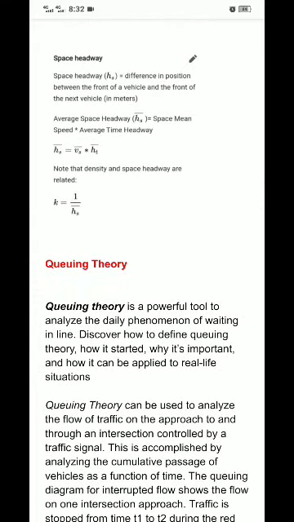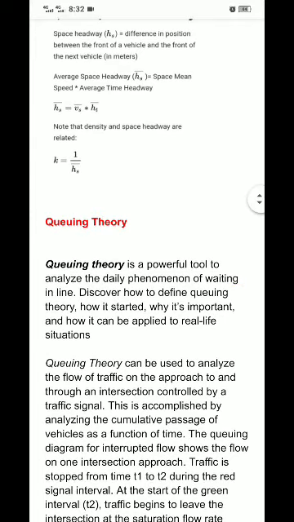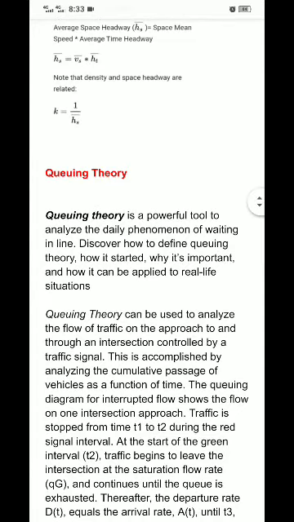So let's move on to queuing theory. Queuing theory is a powerful tool to analyze the daily phenomenon of waiting in line. Discover how to define queuing theory, how it started, why it's important, and how it can be applied to real life situations. Queuing theory can be used to analyze the flow of traffic on the approach to and through an intersection controlled by a traffic signal.